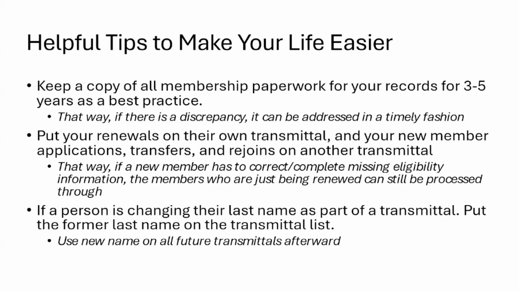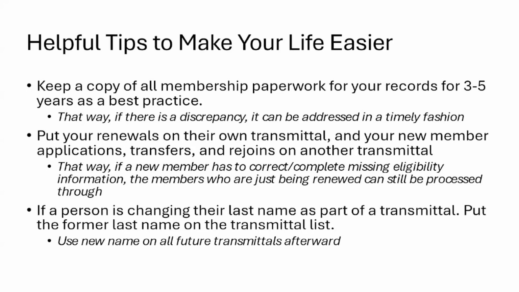Next, put your renewals on their own transmittal and your new member applications, transfers, and rejoins on another. This is something that I've just kind of noticed in doing this for 8 months. A lot of the mistakes happen on the transmittal when somebody sends in a new member app, right? And they didn't write the conflict that the veteran served in. Well, if you don't mark that on one new member app and you've sent that new member app in with 50 renewals, everything goes back.